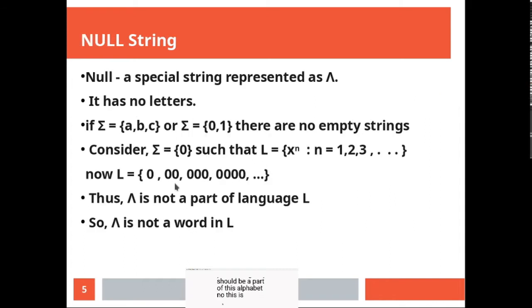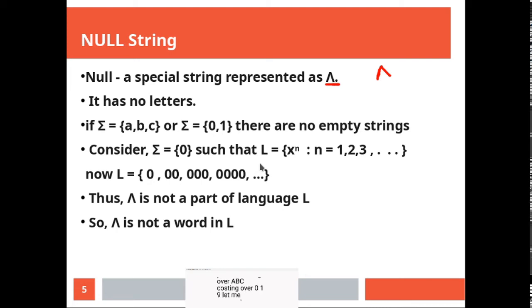Now there is a special string which is called a null string. Null string has length 0, that is, there are no letters in the null string, and it is represented by a special character, caret. And suppose you have a string over A, B, C or a string over 0, 1.